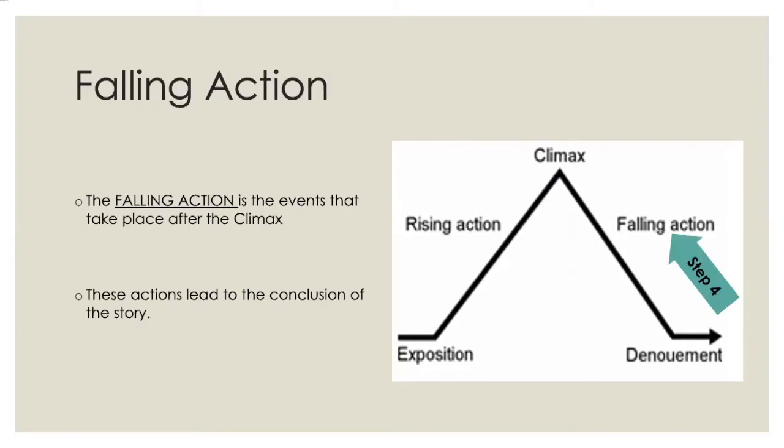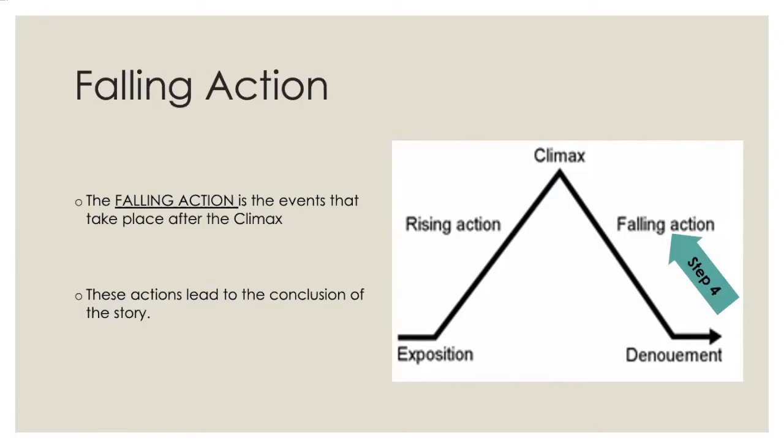And after Sally falls out of the boat, the things that are going to happen to get us to the end are called the falling action. And the falling action is the events that take place after the climax. These actions lead to the conclusion of the story. So this is going to tell us, did they find Sally? Did Sally not make it? Is there a search and rescue team out for Sally? What happened from Sally falling out of the boat, which was the biggest part of the story, to now?